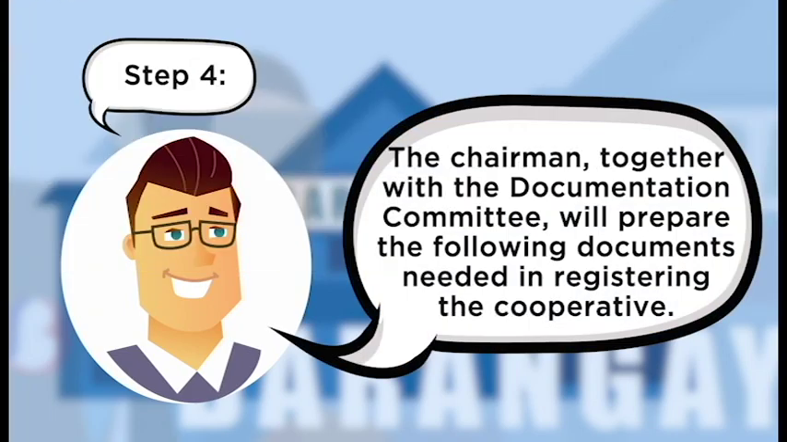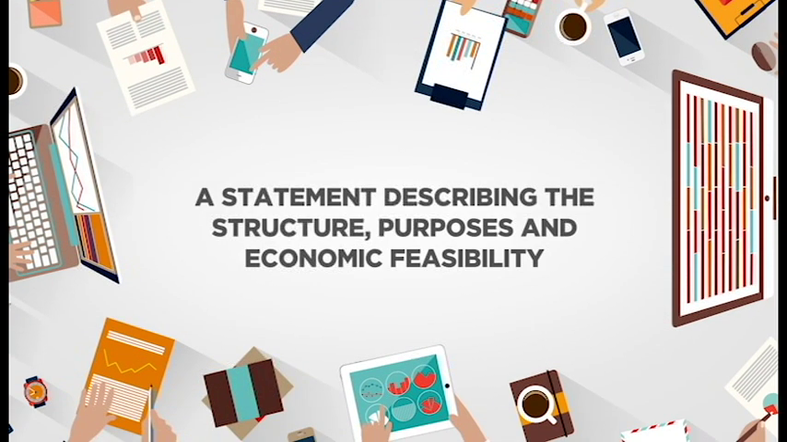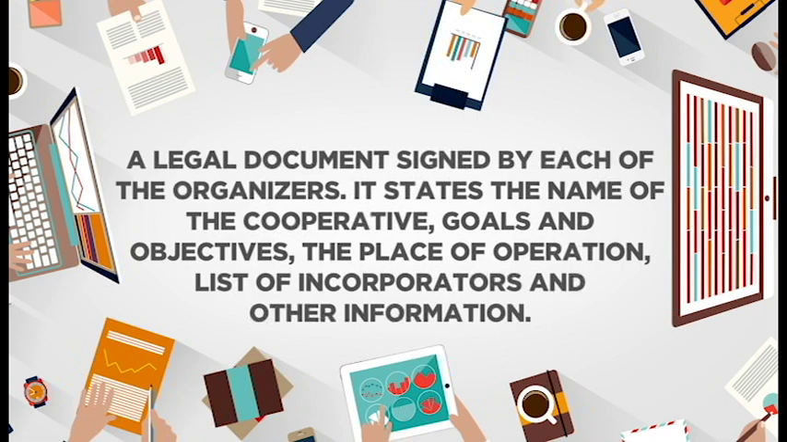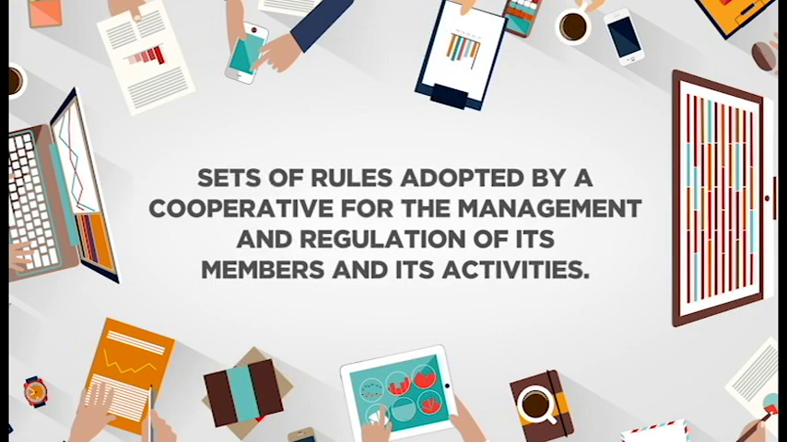Step 4. The chairman, together with the documentation committee, will prepare the following documents needed in registering the cooperative: a statement describing the structure, purpose, and economic feasibility. A legal document signed by each of the organizers. It states the name of the cooperative, goals and objectives, the place of operation, list of incorporators, and other information. Sets of rules adopted by a cooperative for the management and regulation of its members and its activities.